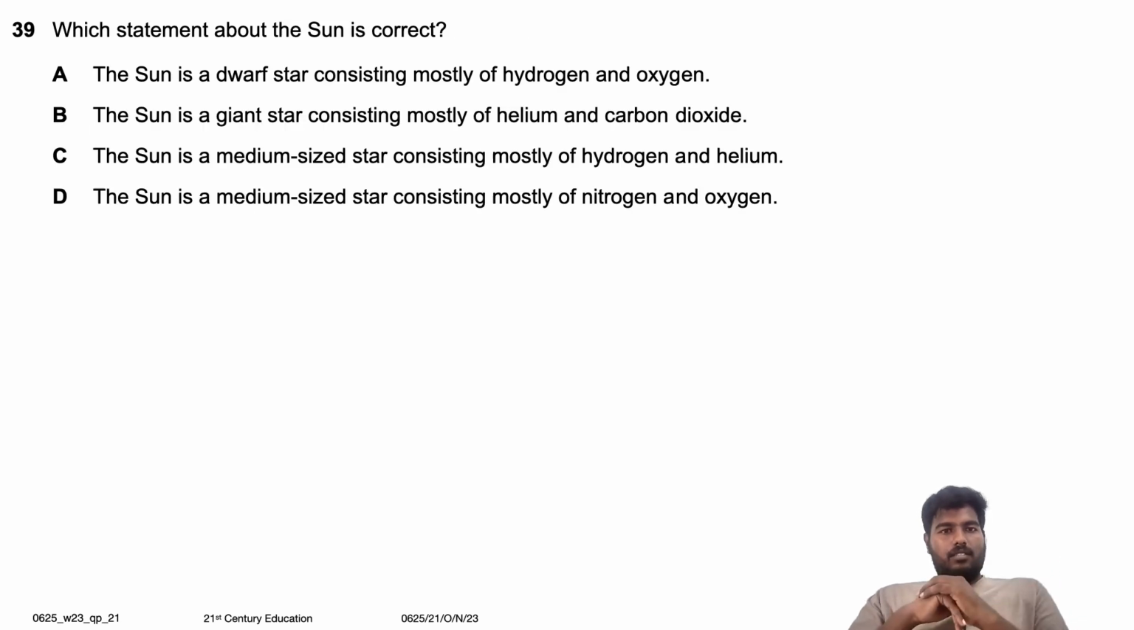Which statement about the sun is correct? Sun is a medium sized star consisting mostly of hydrogen and helium. So option C.